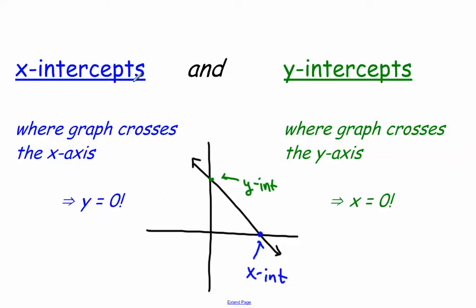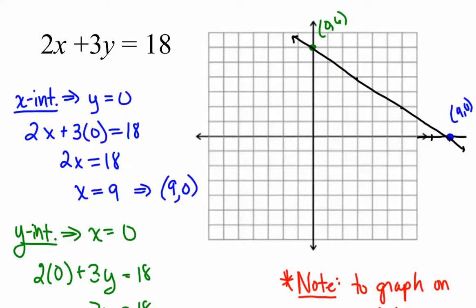If you're asked to find the x and y-intercepts, that means for the x-intercept, you let the y be 0 and figure out what x is. For the y-intercept, you let x be 0 and figure out what the y is. All right, let's take a look at graphing using this technique.